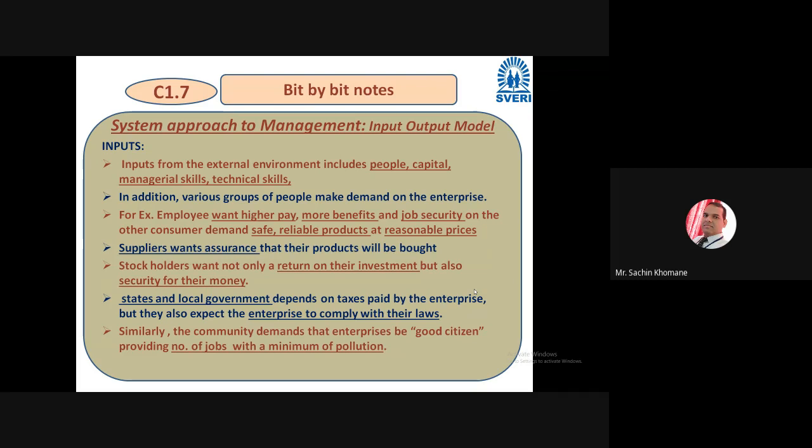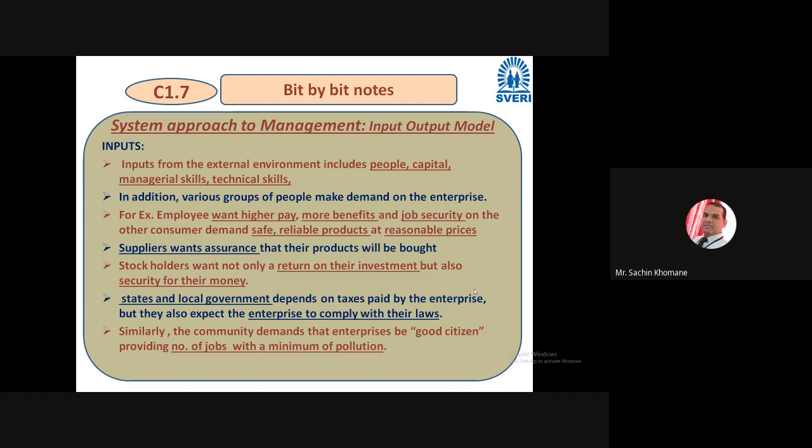The next one is that even a citizen like us thinks that an organization must be a good one and provide a number of jobs with very little pollution. Means we should produce many products, but there should not be pollution. How is it possible? Not possible, but this is a demand, and you have to consider it as input. I should make less pollution. That will be your input.